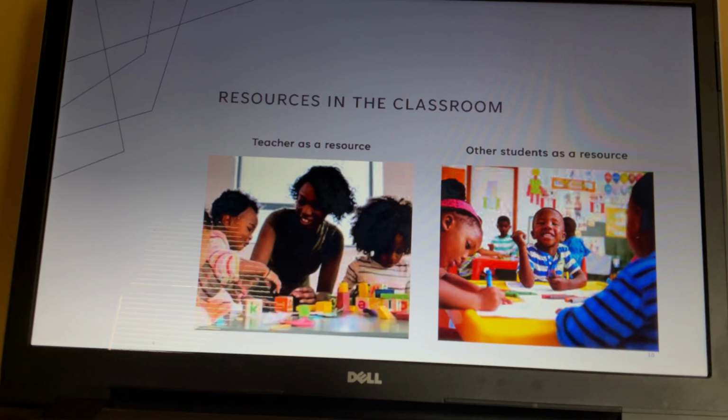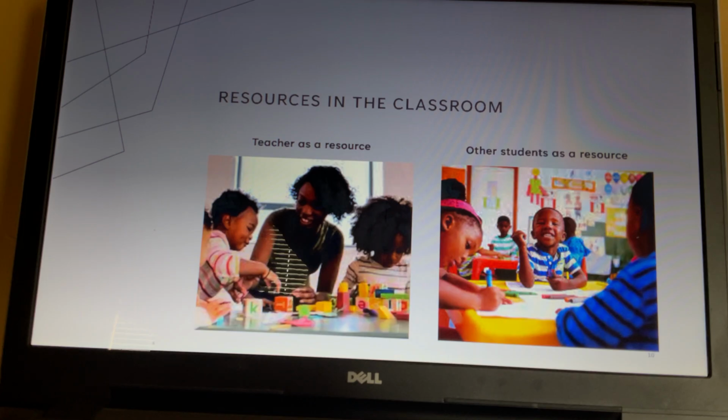Here are 2 main resources in the classroom that children can use when they are being self-directed and self-monitoring. When designing their own learning, the teacher becomes one of the many resources available to the students. Other students can also be resources as well. 1 or 2 students working on the same skill or concept who work at about the same pace can work together to learn the skill or concept they need in order to show mastery.